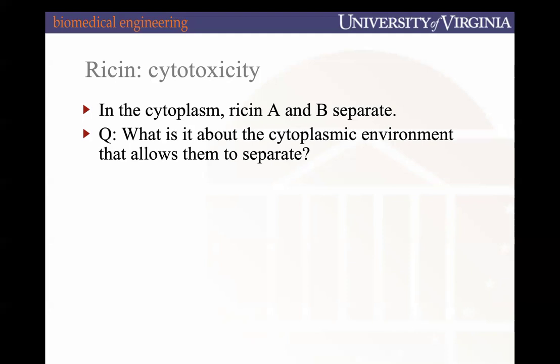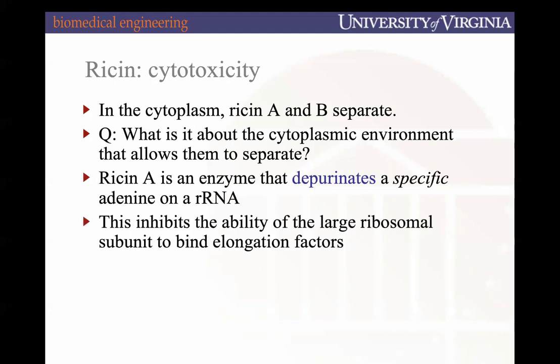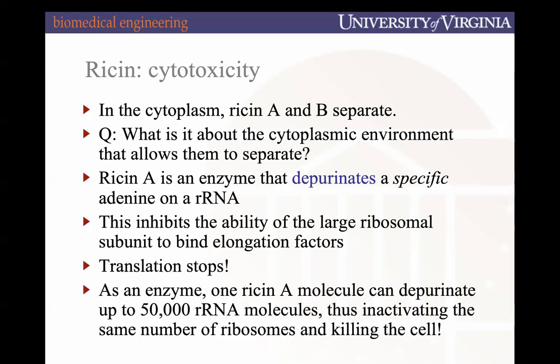Once ricin A and B are separated because of this reducing environment in the cytoplasm, it'll target adenine on the rRNA in our ribosomes, and it'll depurinate the adenines here. Once that happens, this will inhibit the ability of our large ribosomal subunits to bind to elongation factors. It's going to bring translation to a screeching halt, and that's functionally going to lead to cell death.